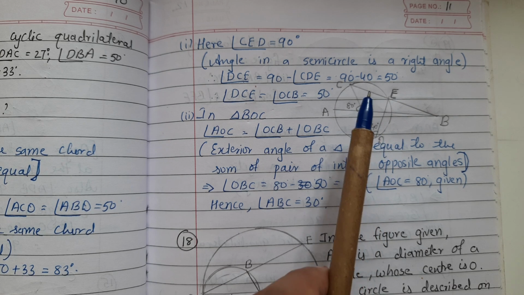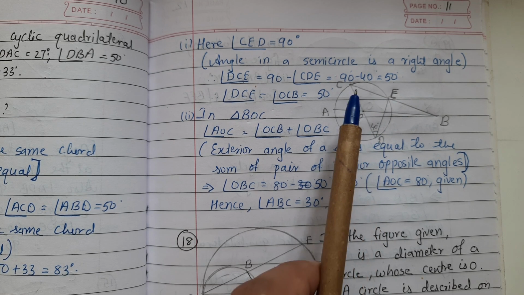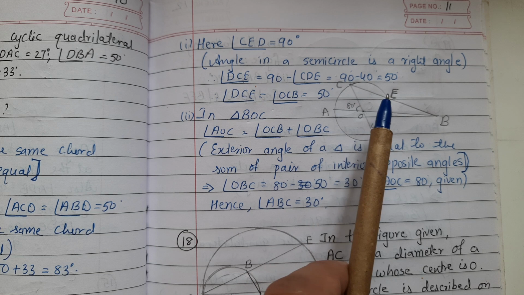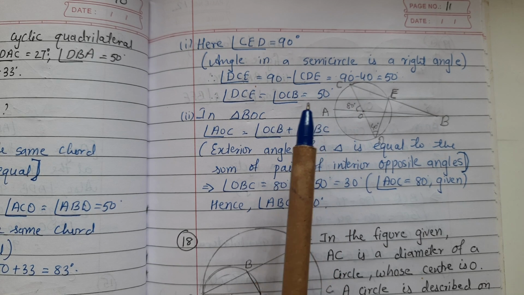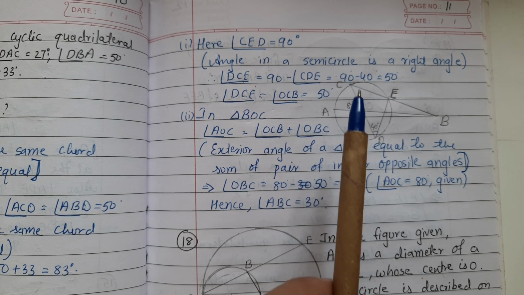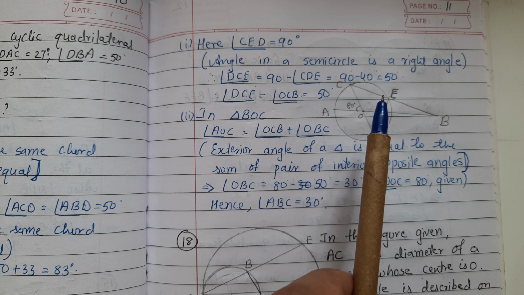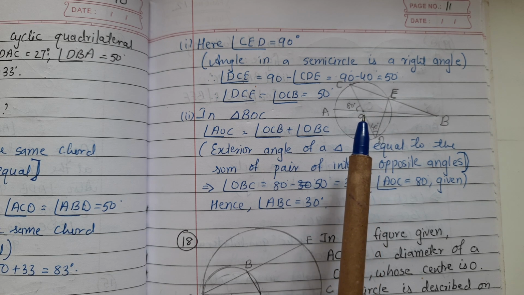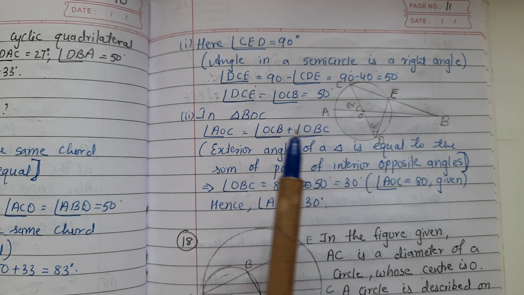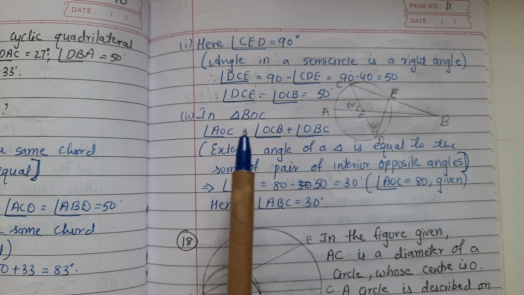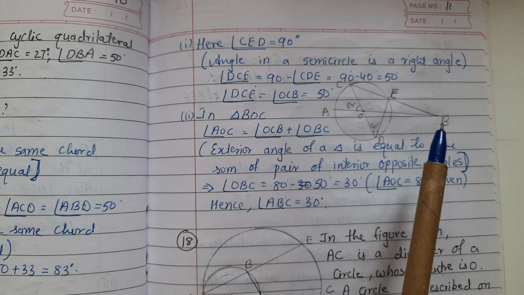Therefore, angle DCE is 90 minus 40 degree, which is 50 degree. Therefore, angle DCE is equal to angle OCB, 50 degree.